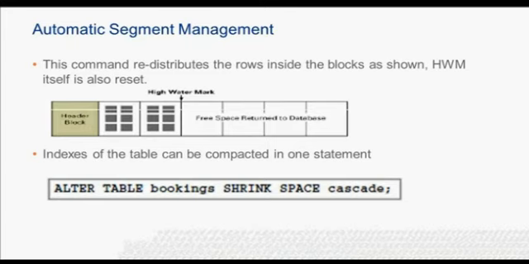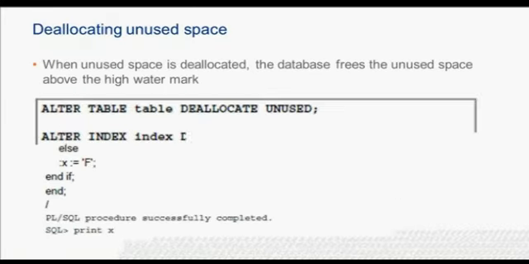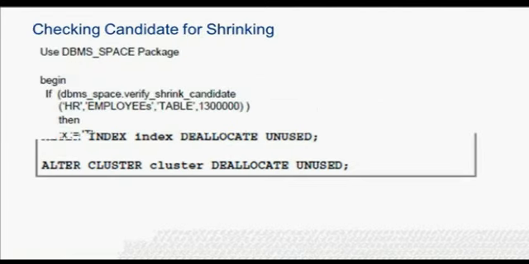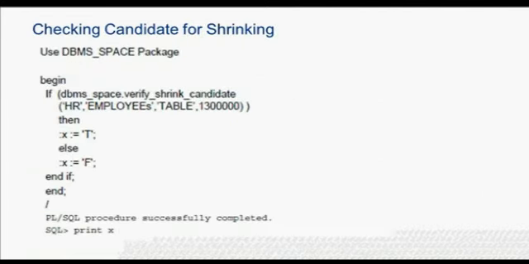If we also want to compact indexes along with the table on which indexes are placed, then we have to append CASCADE in the command ALTER TABLE SHRINK SPACE. If our high water mark is set low or we have many free unused blocks, then we can free them by issuing the command ALTER TABLE DEALLOCATE UNUSED. All the blocks above the high water mark will be deallocated. We can issue this command on tables, indexes and clusters.